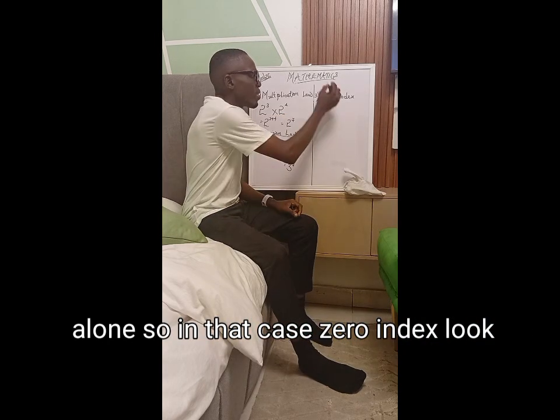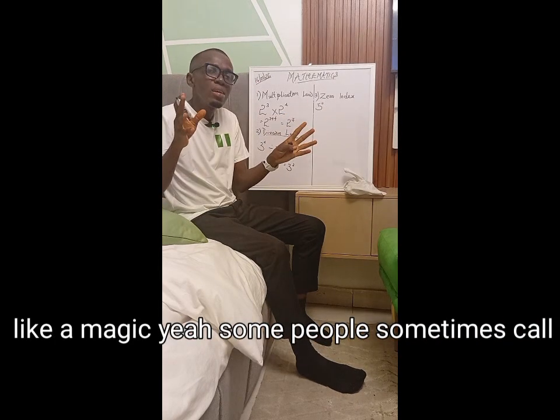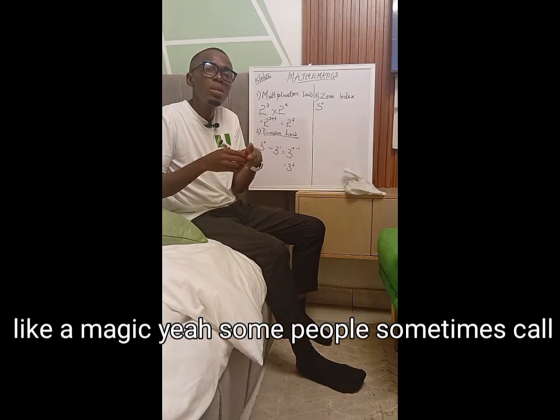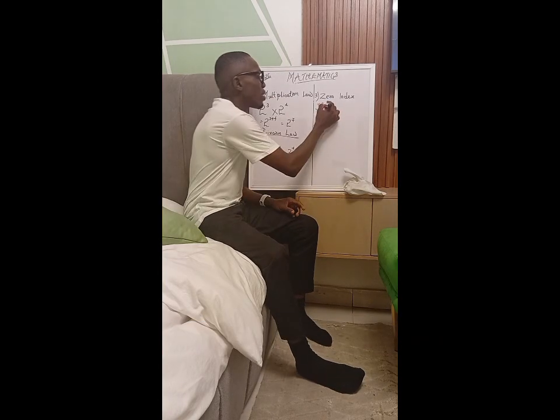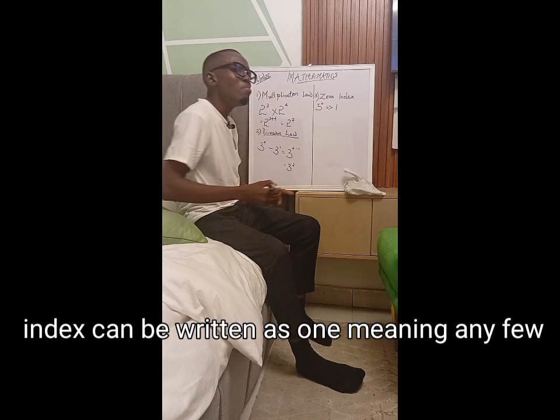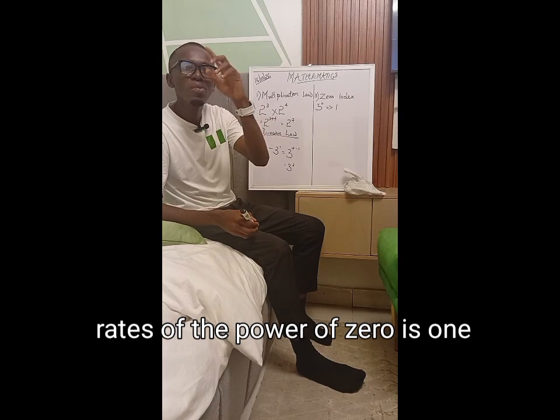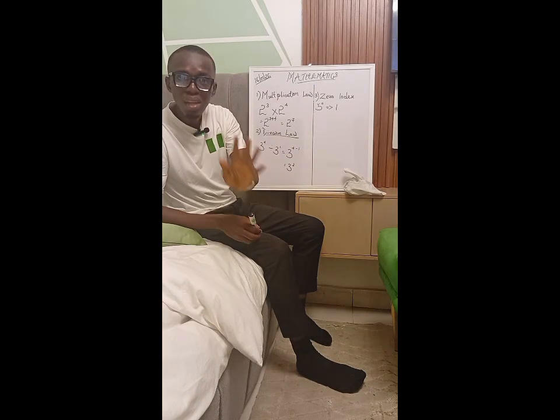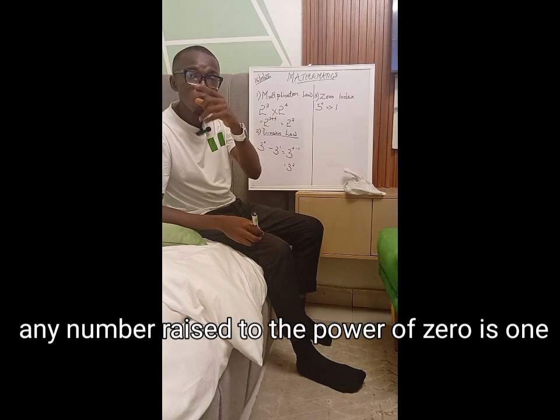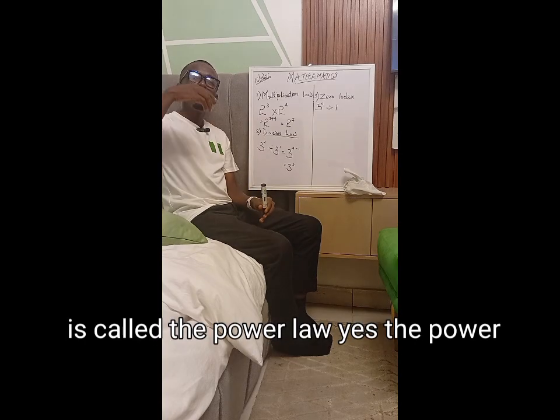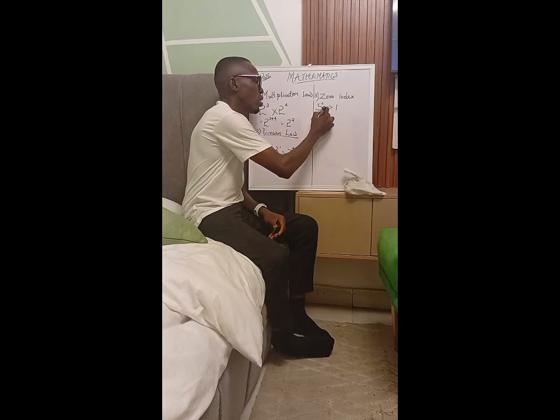So in that case, zero index looks like a magic. Some people sometimes call it the magical law. So the zero index can be written as 1, meaning anything raised to the power of 0 is 1. Any number raised to the power of 0 is 1.